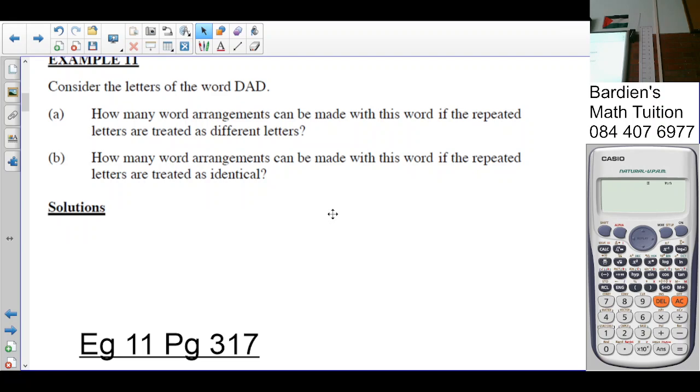In B, they want to know how many word arrangements can be made with this word if the repeated letters are treated as identical letters. Which means to say that this D here is the same as that D. So both these are the same. You guys understand?